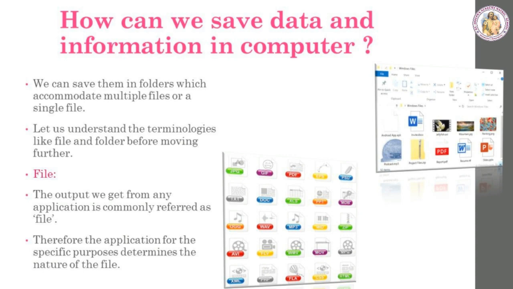So, a file's type can be determined by viewing the file's icon or by reading the file extension. If the file type is associated with a specific application, double-clicking the file will typically open the file within the program.